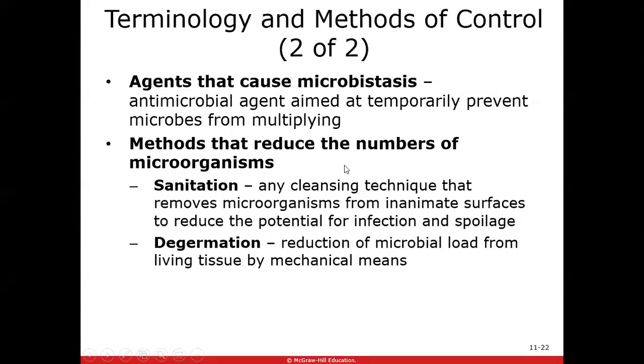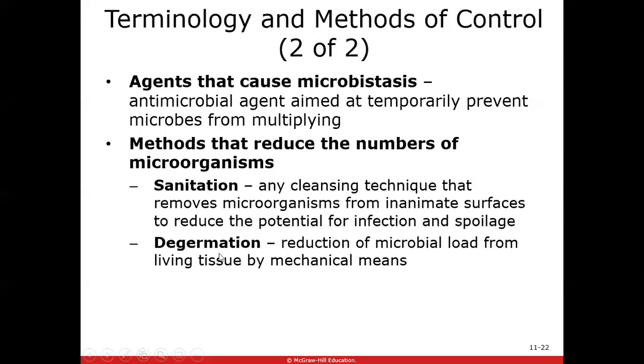So there are some methods that reduce the numbers of microorganisms. So the total numbers, you have sanitation, it's any cleansing technique that removes microorganisms from inanimate objects. Inanimate means non-living surfaces, to reduce the potential for infection and spoilage. That's sanitation. That will help with microbistasis. It's not a microbicidal.